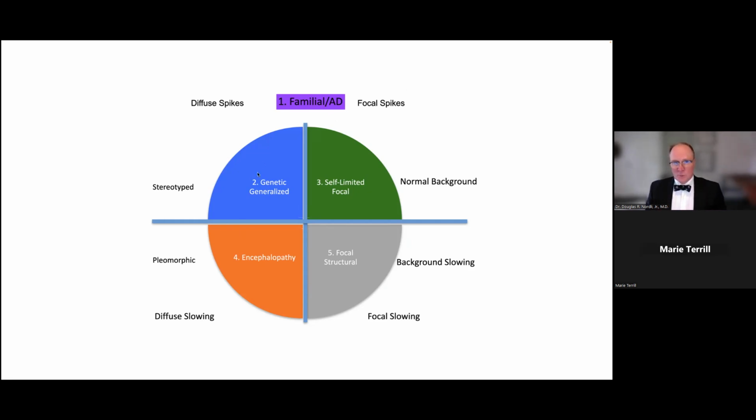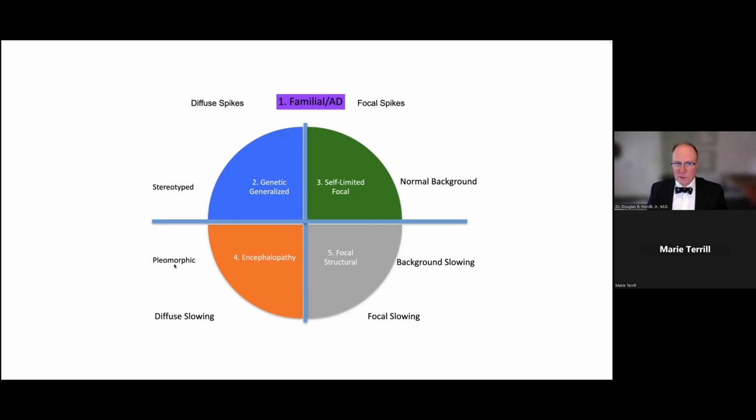You see over here, number 2, this is genetic generalized epilepsies. What are their characteristics? Normal background, diffuse stereotyped generalized spike waves. Number 3, the self-limited epilepsies. A classic example would be Rolandic, now called SELECT. And what do you see? Normal background with focal stereotyped spikes.